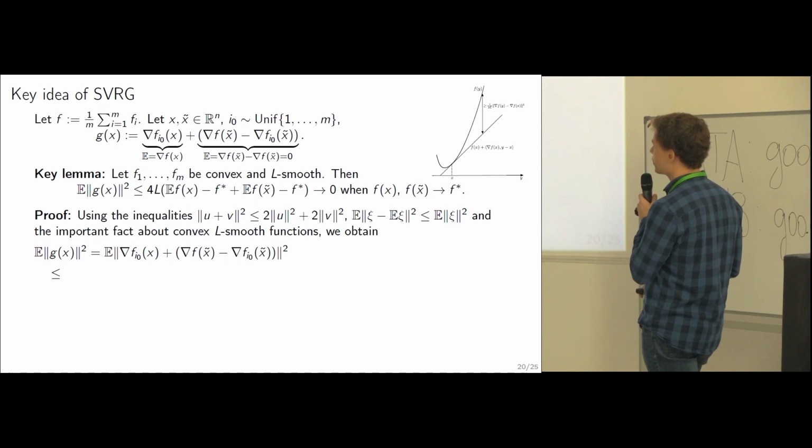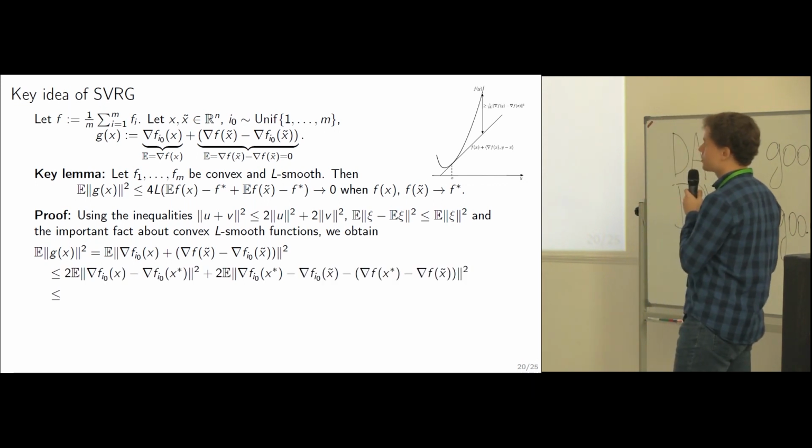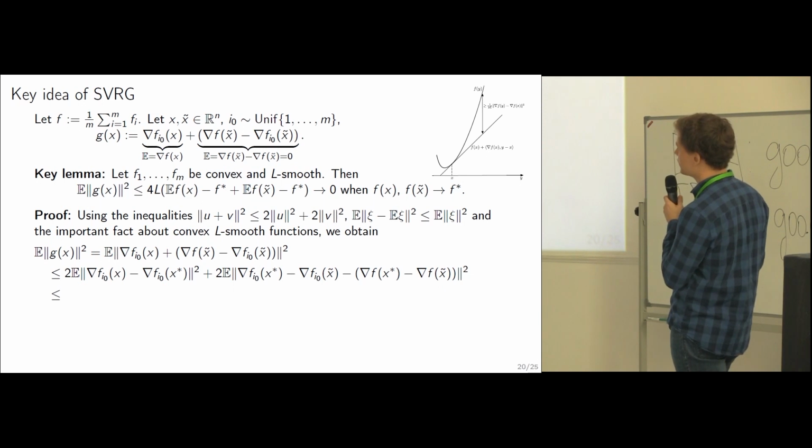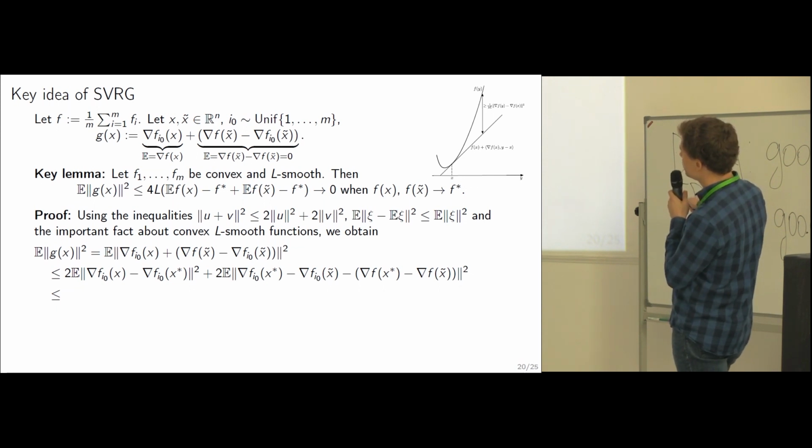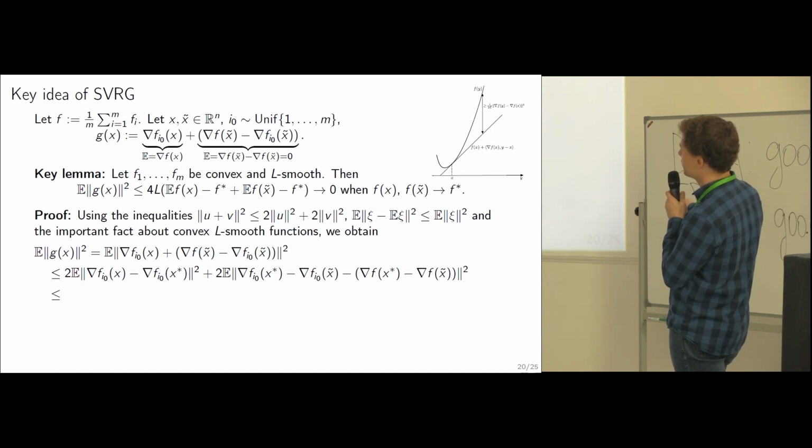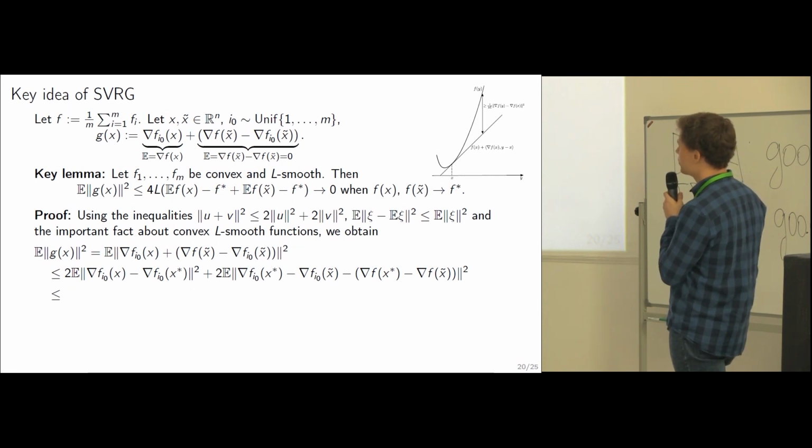And now what we do, we add and subtract the gradient of this individual function at the solution. So if we add and subtract and use this inequality that the squared norm of u plus v is less than this thing, what we obtain is this. So we subtracted here this, used this inequality, and then we also added this thing here. And what we also did, we added this thing. Note that this is 0 because the gradient of the whole function at the solution is 0. So we obtain this thing.